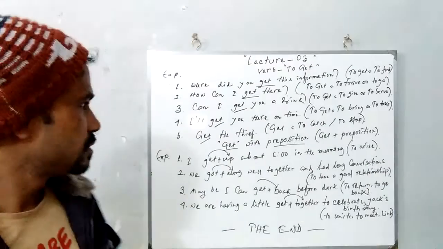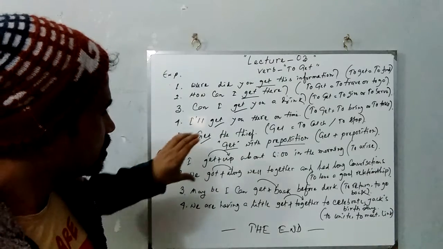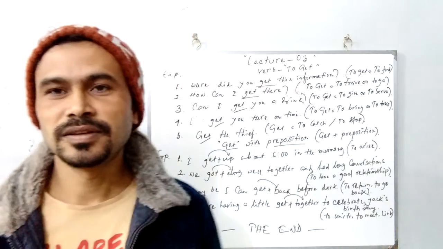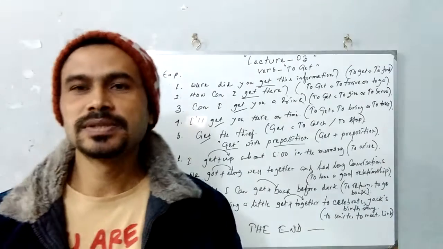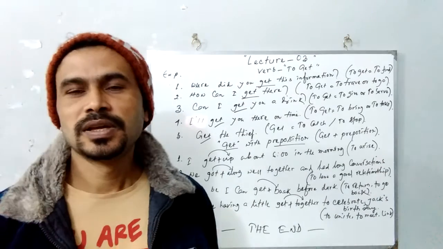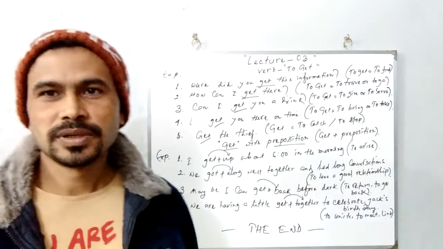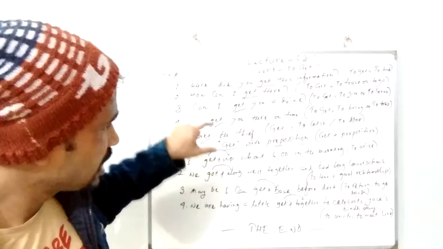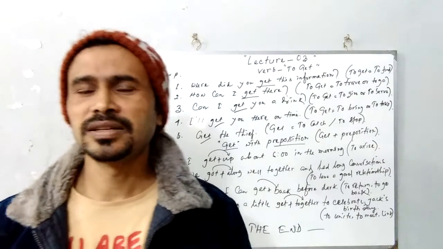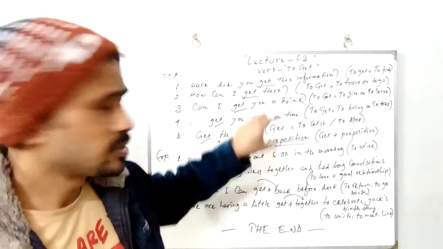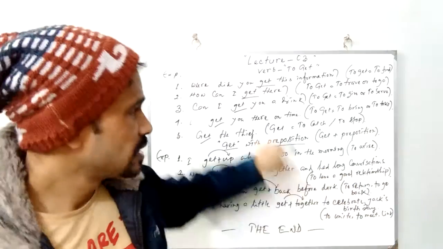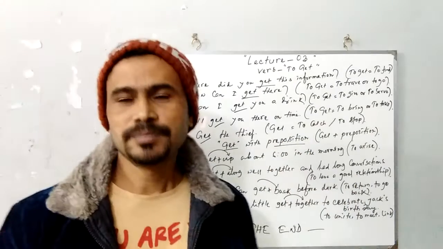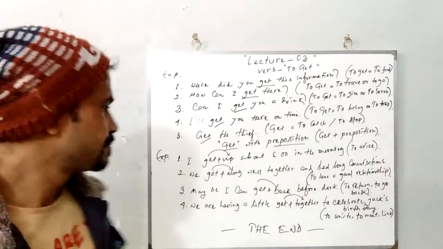So when you want to use arise, I think you will use get with prepositions. When you understand this sentence, I think you can use get properly in your daily conversation, like this sentence.